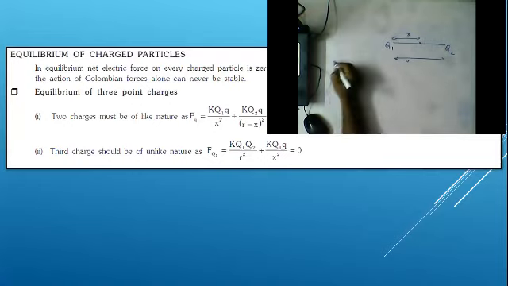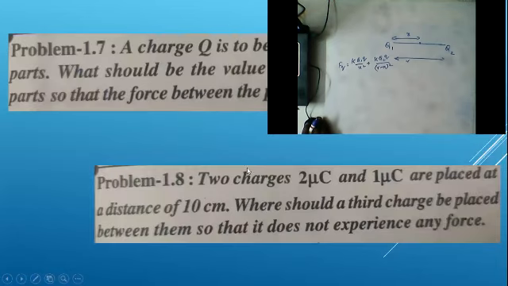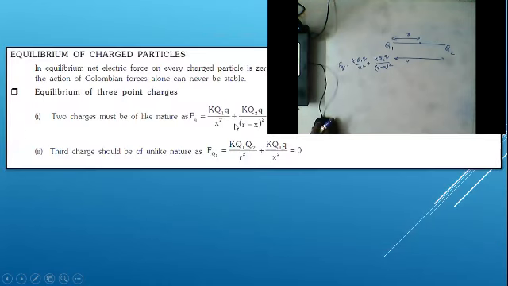So we can write here Fq is equal to kq1q by x square plus kq2q by (r minus x) whole square. So we just solved one question based on that. In the just previous problem, just observe: 2 microcoulomb and 1 microcoulomb are at a distance of 10 centimeter. What should a third charge be placed between them so it does not experience any force? For that condition we are using this.